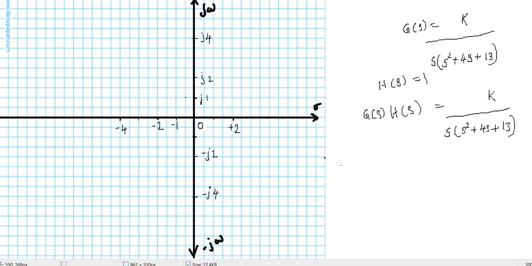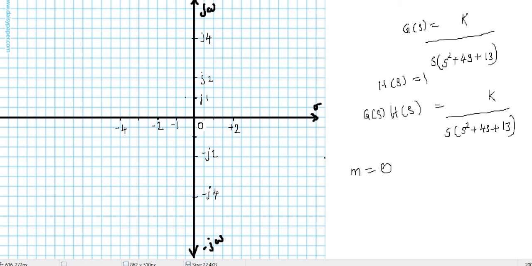So we know that here in the numerator there is only gain K. There is only gain K in the numerator. Hence the number of open loop zeros, m, is equal to 0.